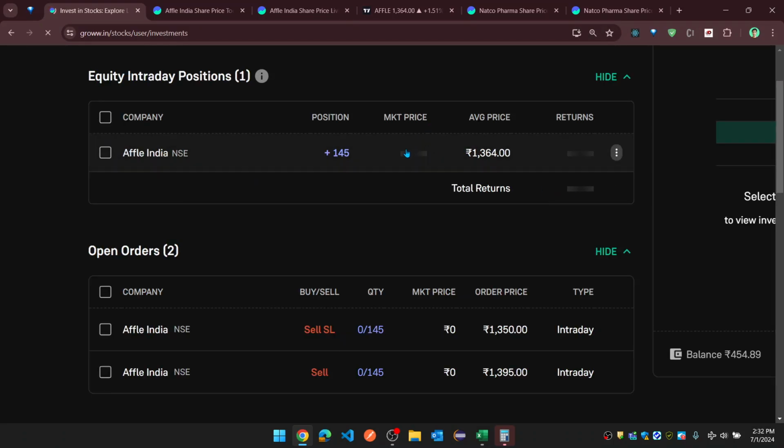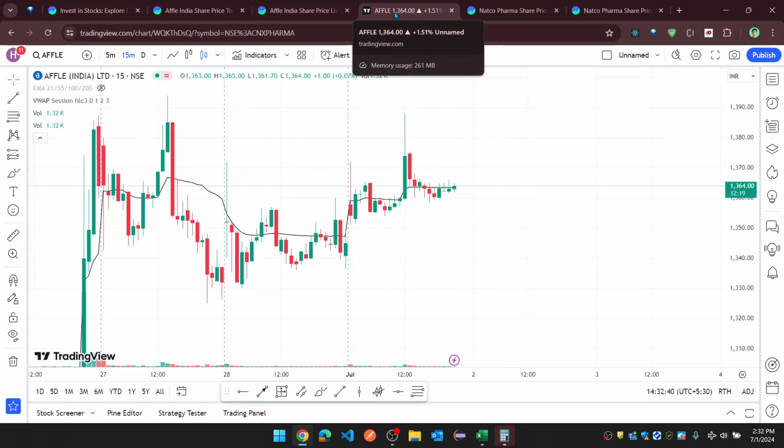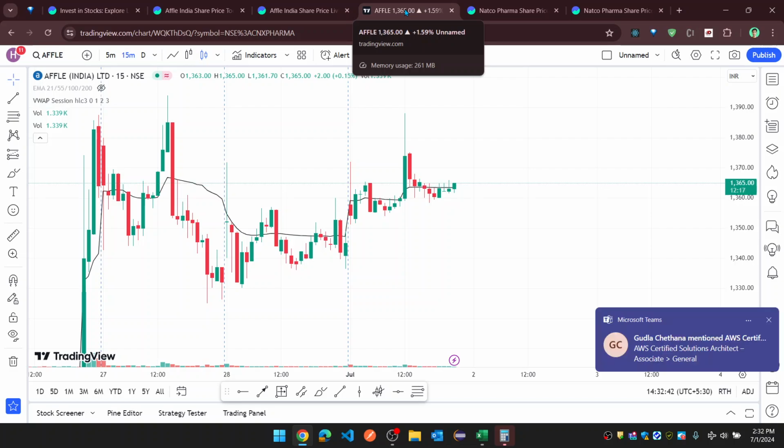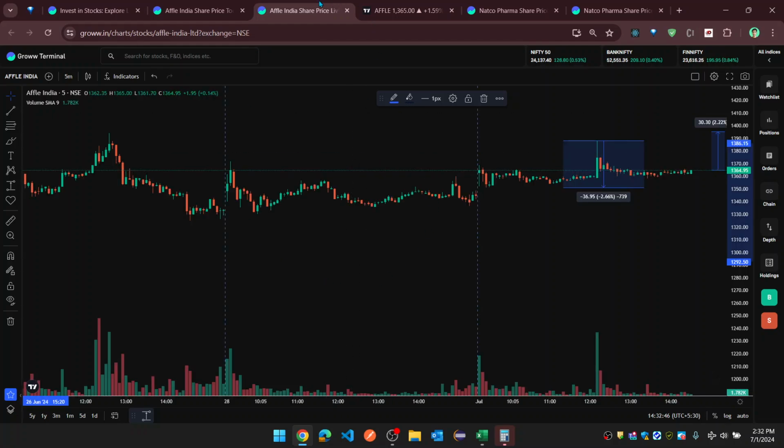Let's see how much profit we are running. Yeah, break even we are having. This is good. TradingView gives the ticker indication right in the nav bar itself, which is a nice thing to have. This Groww terminal does not give any ticker in the nav bar.